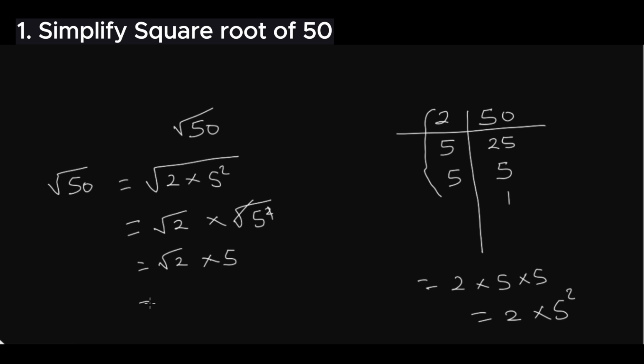So therefore, root 50 in its simplest form is 5 root 2. So this is our final answer. Again, remember, the number must come before the square root. So our final answer is 5 root 2.